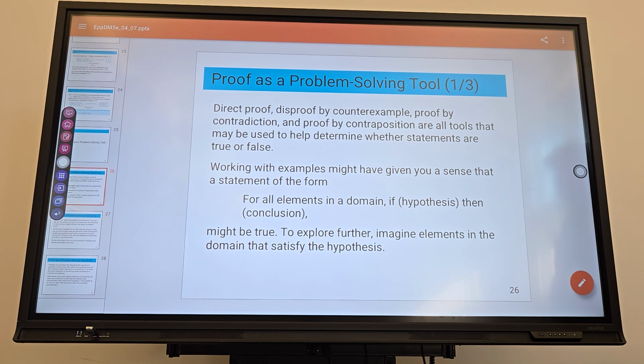Working with examples might have given you a sense that a statement of the form, for all elements in a domain, if the hypothesis is true, then the conclusion is true, might be true. To explore further, imagine elements in the domain that satisfy the hypothesis.